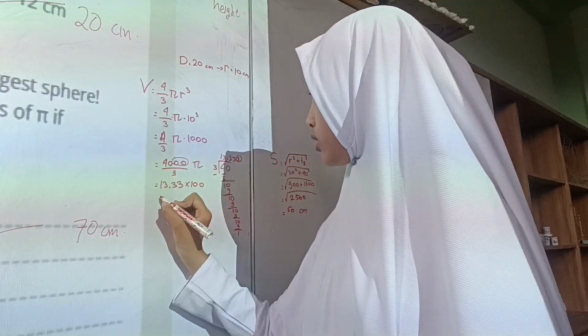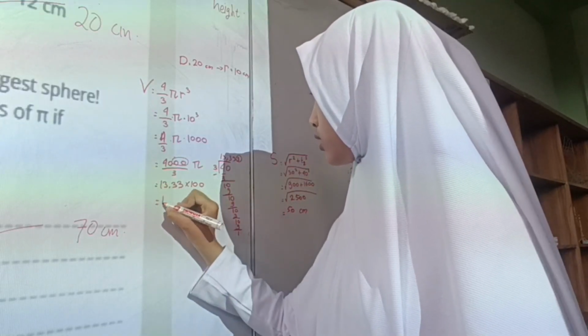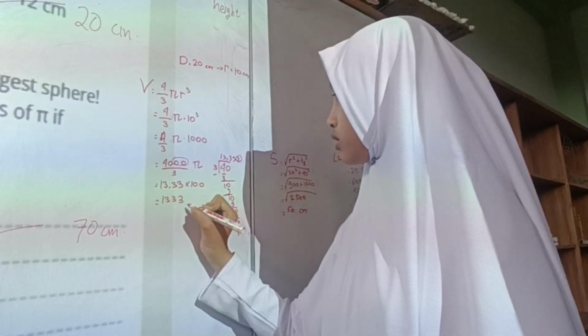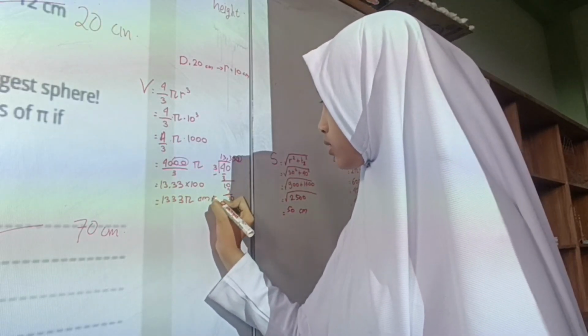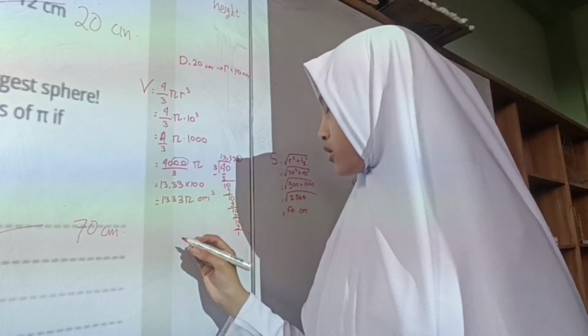So it becomes 1,333 pi centimeter cube. Cube. Okay, good job.